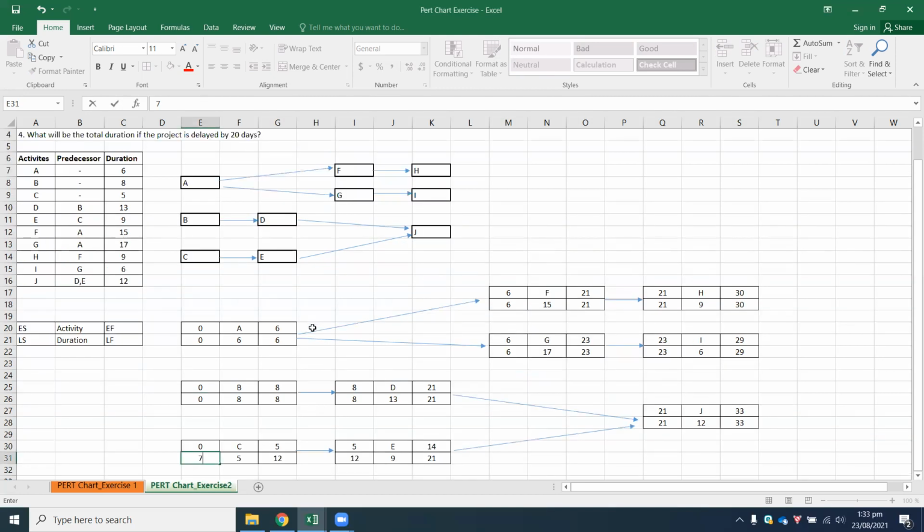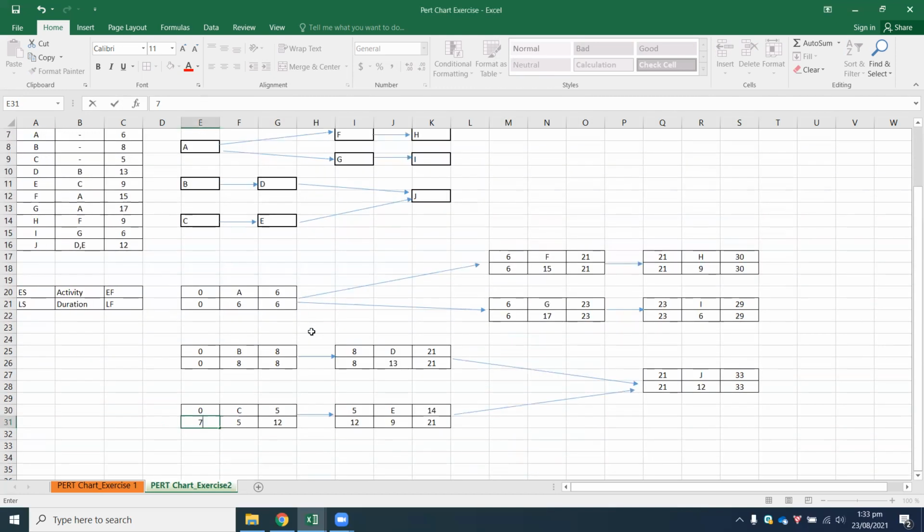Now, to actually find out the critical path, you need to ensure that your total float is equal to 0. So what is total float? Total float is your start value plus your finish value, and you should get 0. How do you get the start value? It's late start minus early start. For the finish, it's late finish minus early finish.